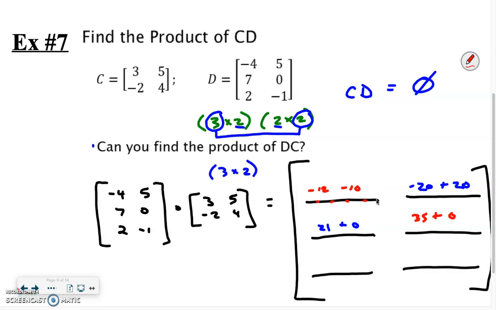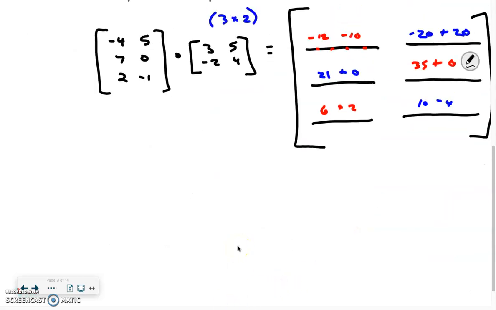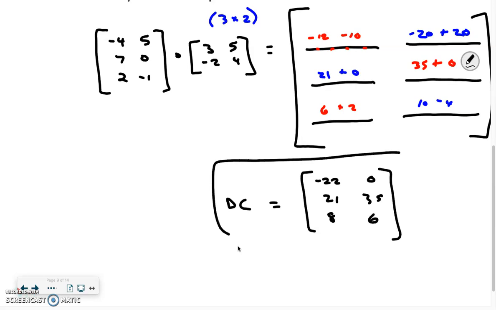Row 3, column 2, or excuse me, row 3, column 1, sorry about that. First elements, 2 times 3, 6, -1 times -2, 2. And then finally, row 3, column 2, first elements, 2 times 5, 10. Second elements, -1 times 4, -4. So now to actually find the sums, to find these sums, my 3 by 2 matrix, what we claimed was DC, that was going to be -22, 0, 21, 35, 8, 6.